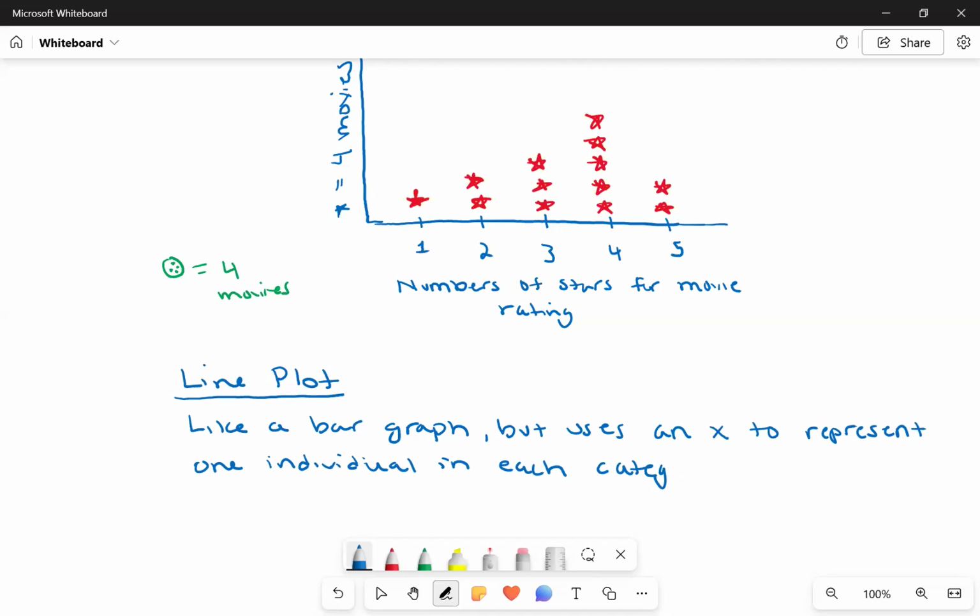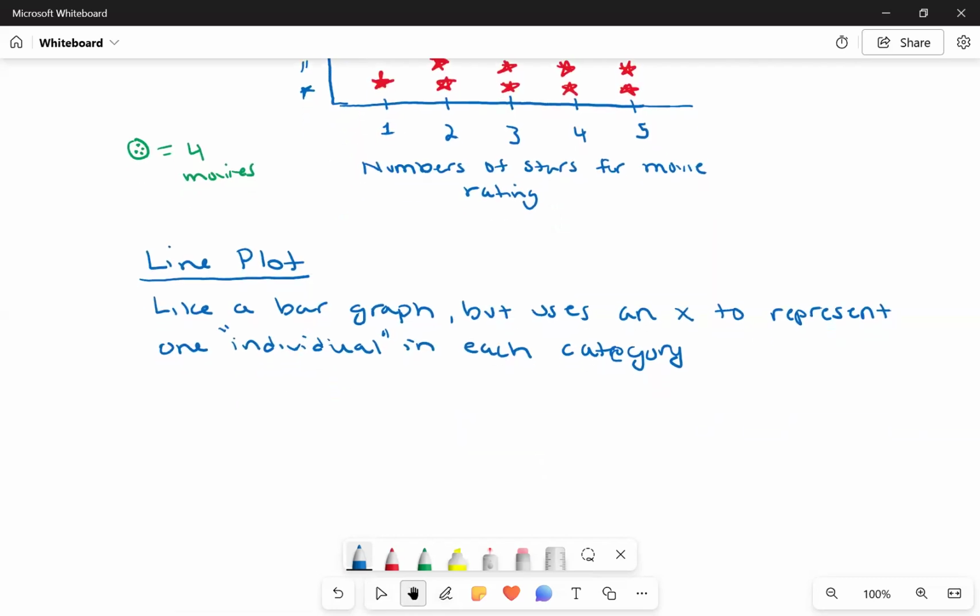I use that word individual loosely. We tend to, when we hear the word individual, think a person, but it could be like we're talking about counting hats, right? Could be inanimate objects. So I'm using that word individual loosely. It's counting for one of whatever object or person that we are looking at.